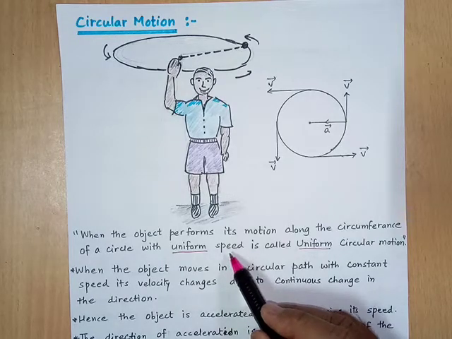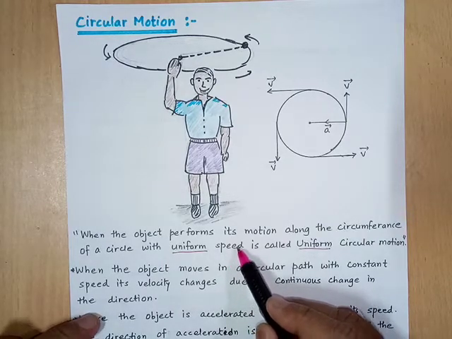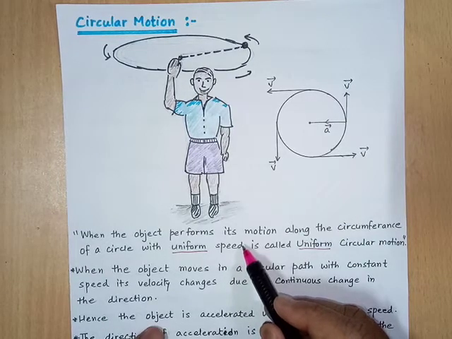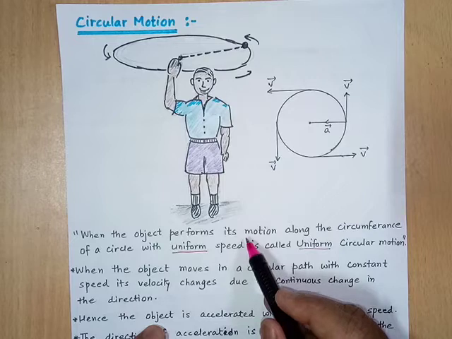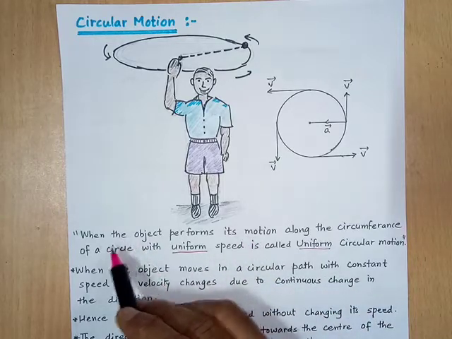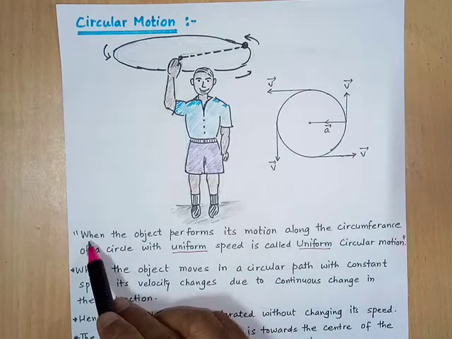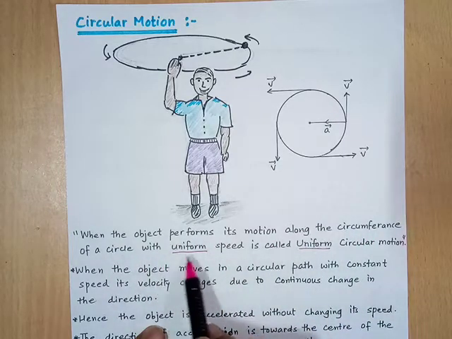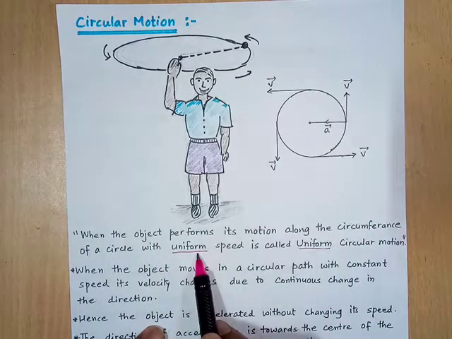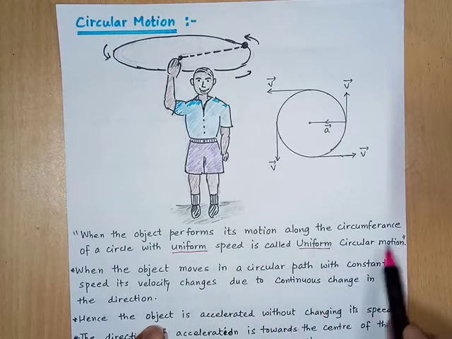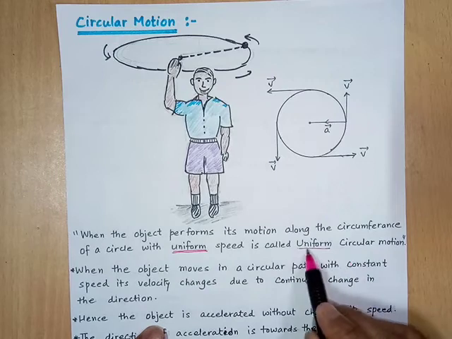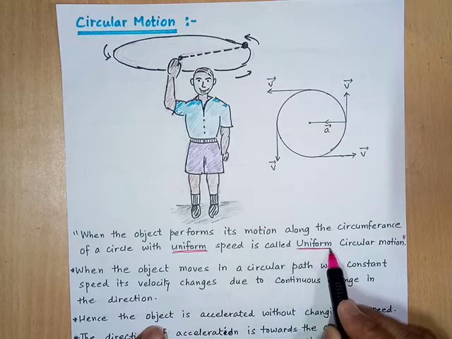This difference between the speed and the velocity is specific over here. That's why when we define the circular motion, we have to define this particular motion: when the object performs its motion along the circumference of a circle with uniform speed, it is called uniform circular motion. Since the speed is uniform, that's why the motion is considered as the uniform circular motion.